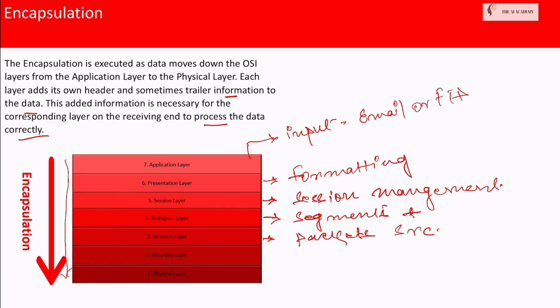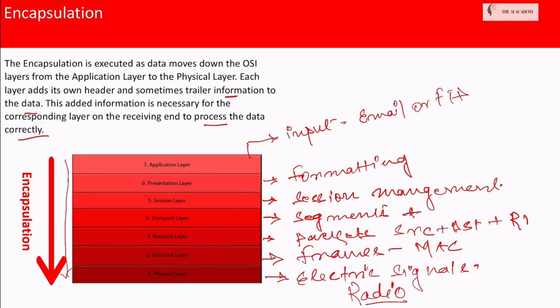In the session layer, a session header might be added to manage the session and ensure that the entire communication can be reassembled and synchronized at the receiving end. At the transport layer, the data is divided into smaller segments, and a transport header, which includes sequence numbers and error-checking information, is added. In the network layer, the transport segments are encapsulated into packets with network headers containing source and destination IP addresses and routing information. At the data link layer, each packet is encapsulated into frames with data link headers and trailers, including MAC addresses for the source and destination devices.